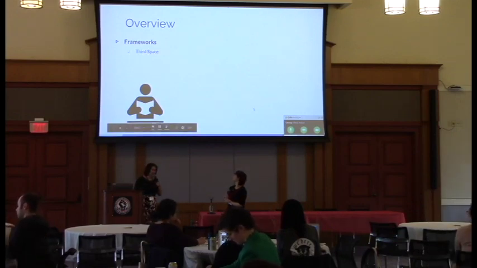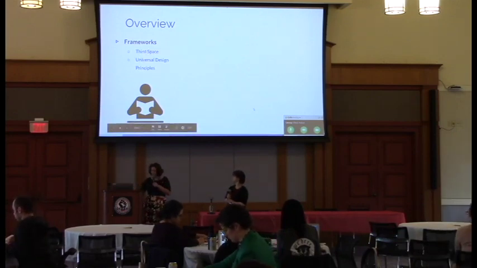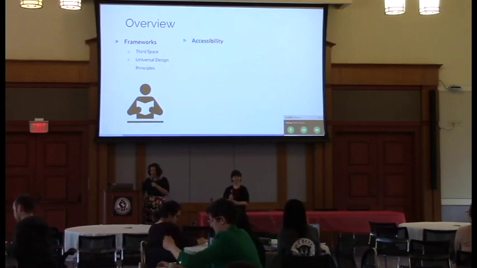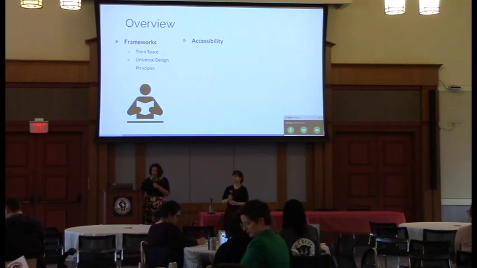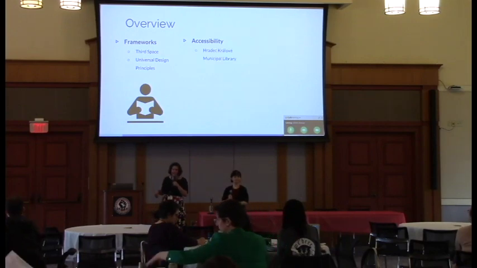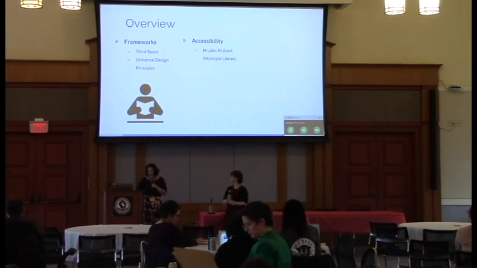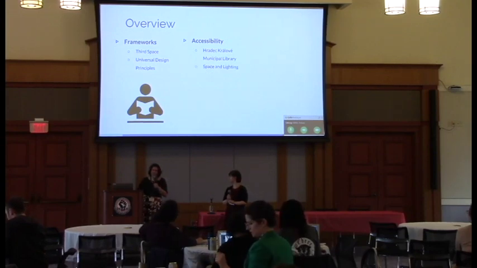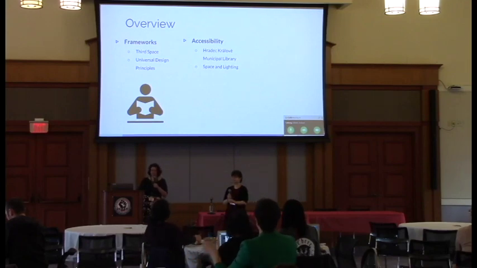First, we'd like to talk a little bit about third space, and then universal design principles. And then we're going to really narrow down to one case study at the Prague Králové Municipal Library, which is in the Czech Republic. And there we'll really be talking about these universal design principles as applied in that library.